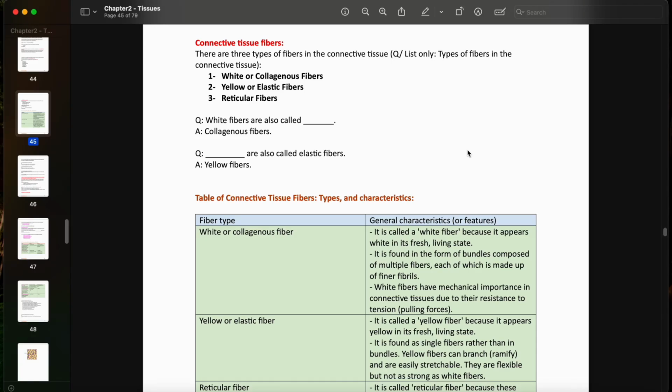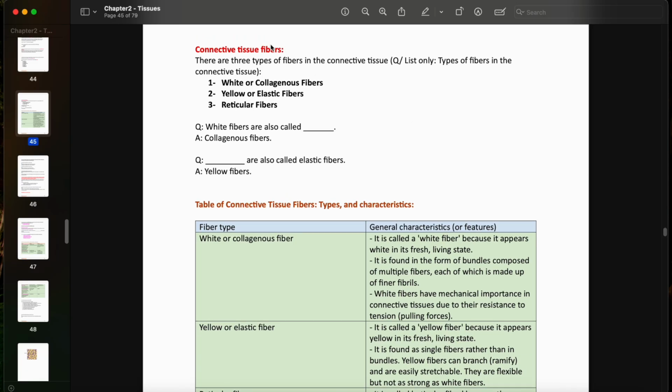Welcome. We're going to continue discussing the connective tissue. This is going to be a boring, annoying lecture, but there is nothing we can do about it. Okay, we don't have an option.